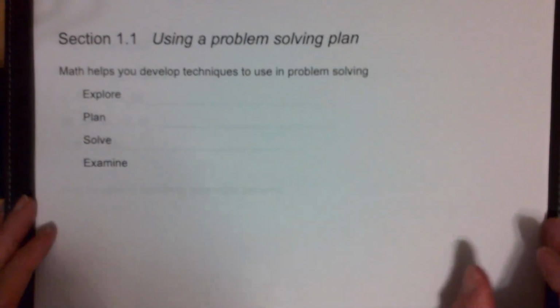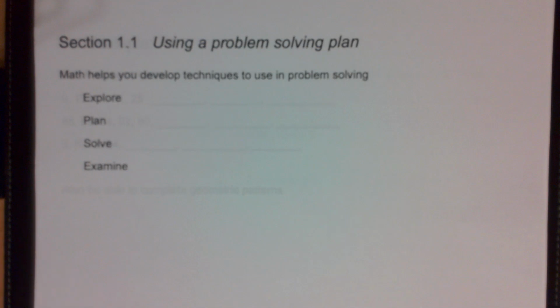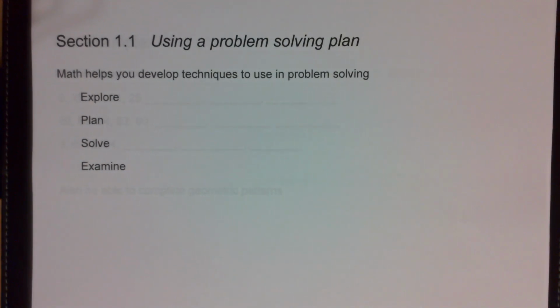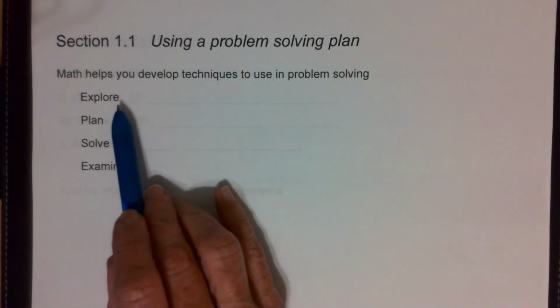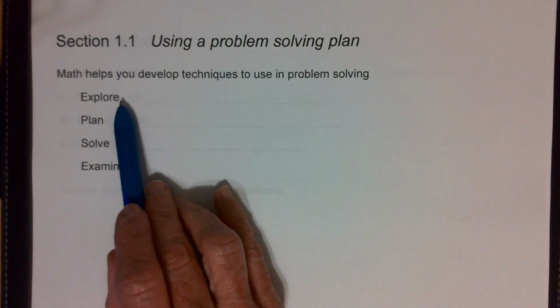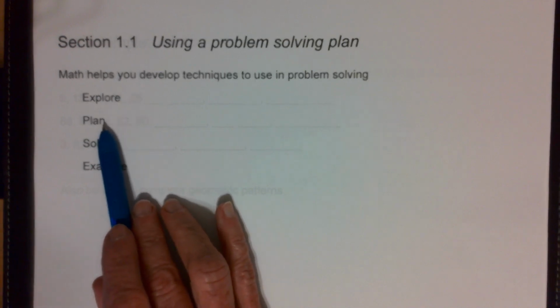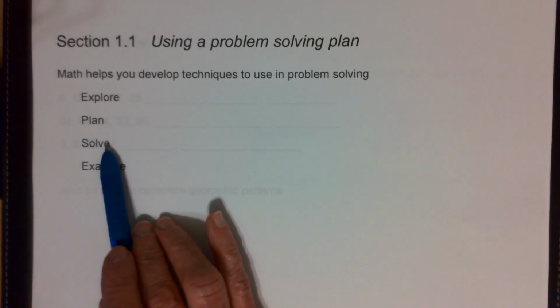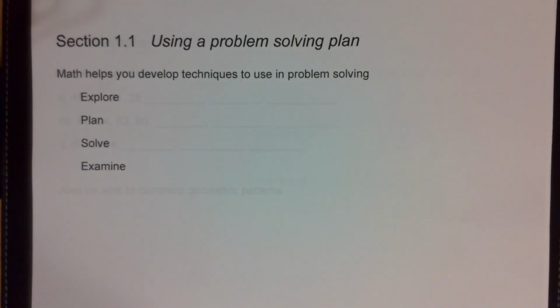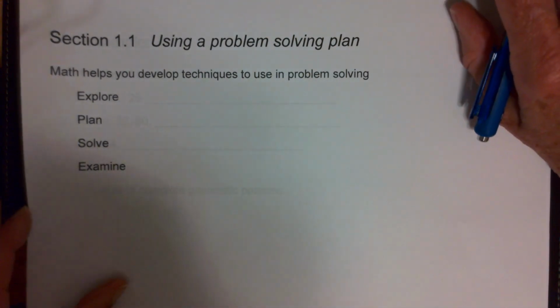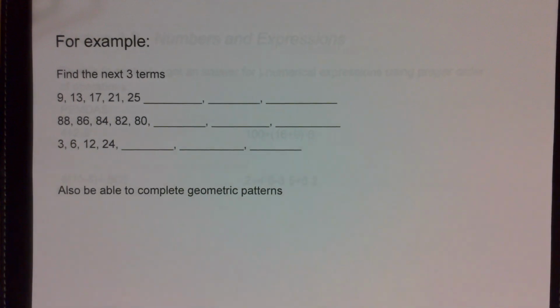Okay, on section 1.1, we talked about using math to help you in problem solving in life, and it helps you develop techniques. Normally when you go to solve a problem in math, you first explore the problem to see what kind of math would be required of it. Then you make a plan for how to solve it. Then you solve it. And then once you get an answer, you figure out whether the answer makes sense in the problem.